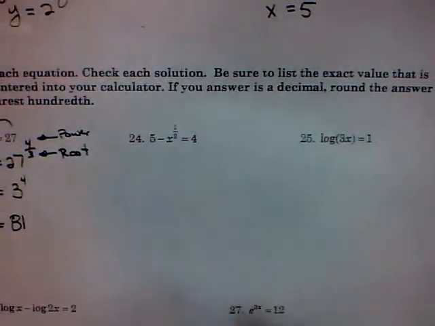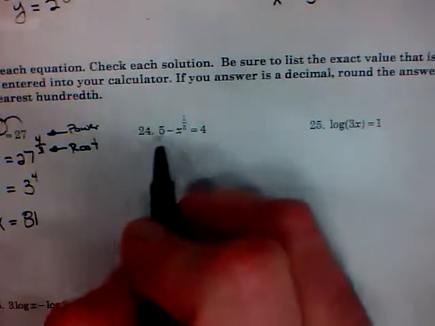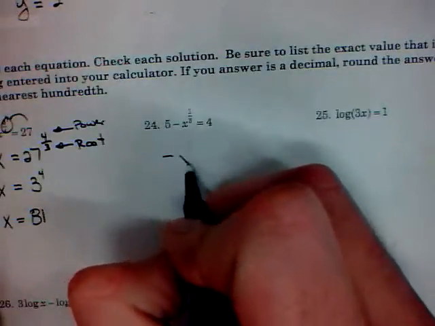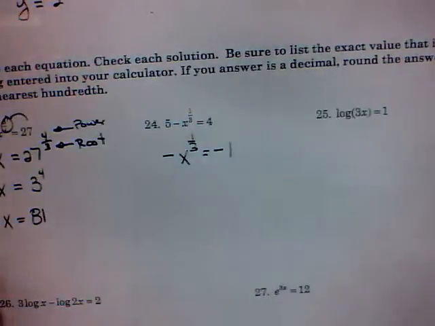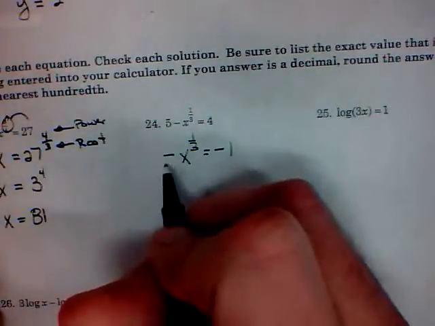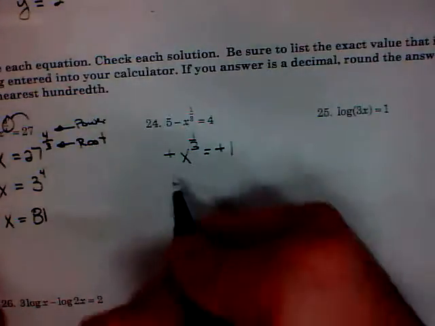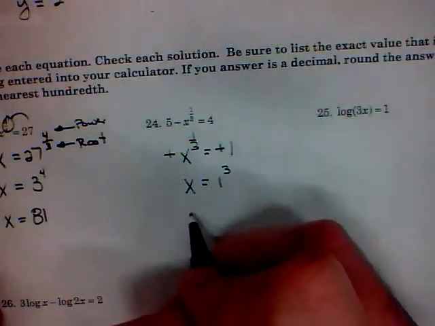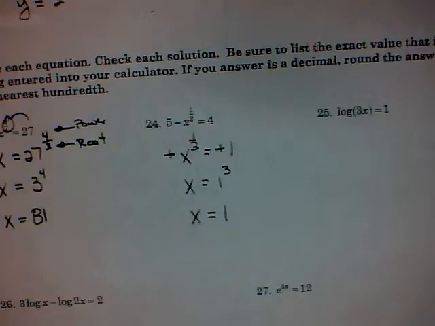24, same thing, except here we have this extra 5 here. We're subtracting these. So I'm going to bring the 5 over. So this is negative x to the 1/3 equals, subtract off the 5, you get negative 1. Make both sides positive because you're dividing by negative 1. And then this is going to be x equals 1 to the 3rd power. So x equals 1. Okay.